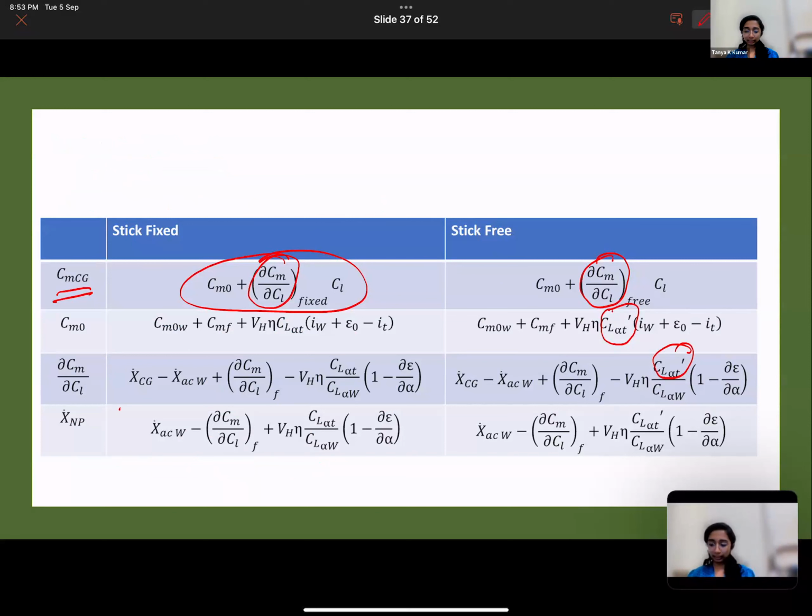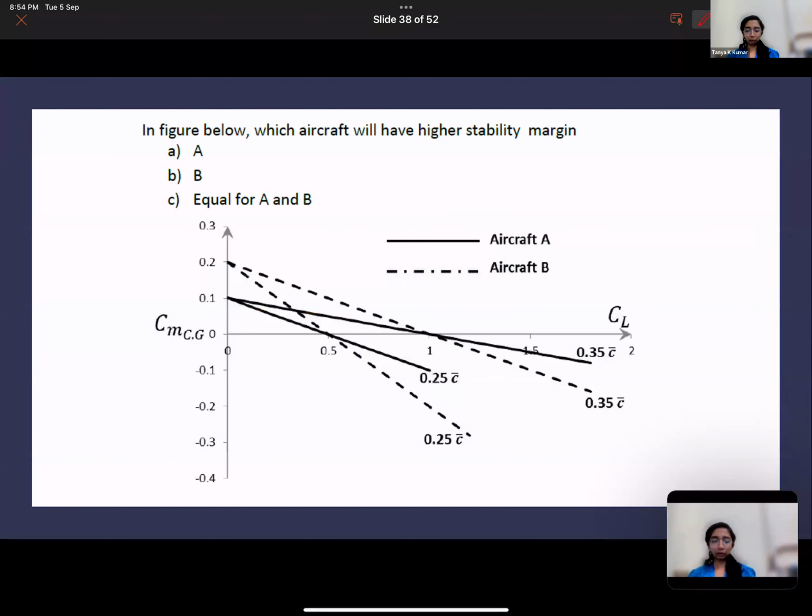Next, X bar NP. So there is a bar above all of this. The only difference in this case again is that CL alpha tail becomes CL alpha tail prime. That is the only difference. So dCM upon dCL changes, CL alpha tail changes. That is the only difference between stick fixed and stick free case. Now let's look at a few questions.